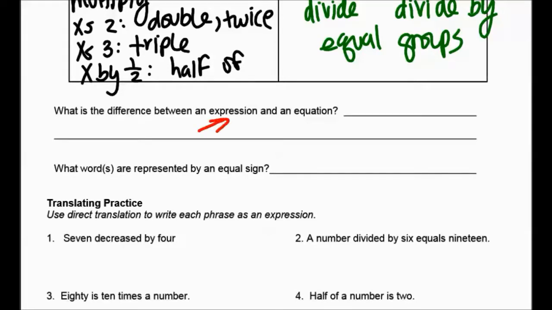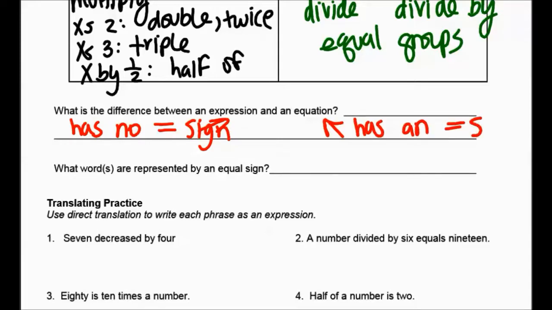An expression has no equal sign, and an equation has an equal sign. So an equation will have an equal sign. An expression does not have one. Okay, now words that mean equals, they will just say equal or equals.